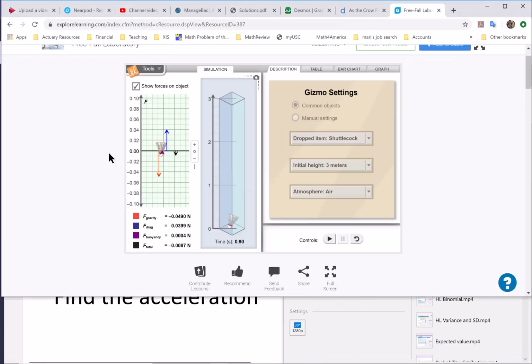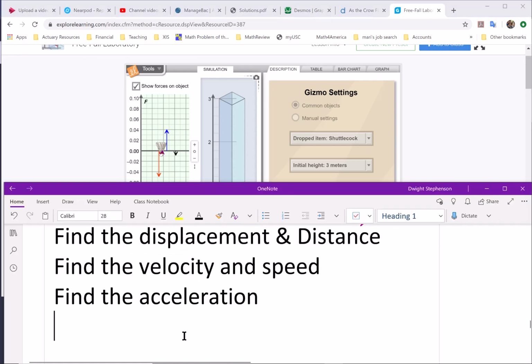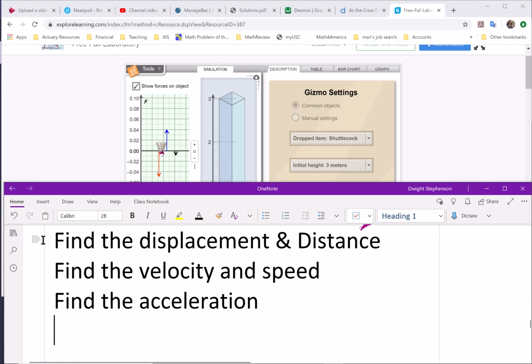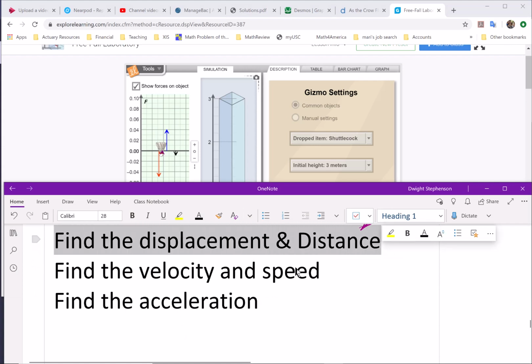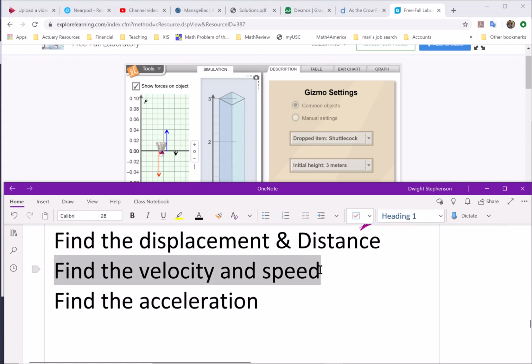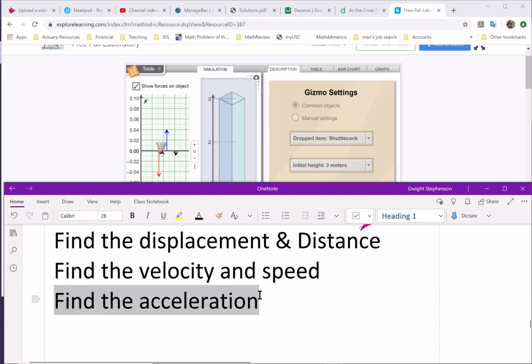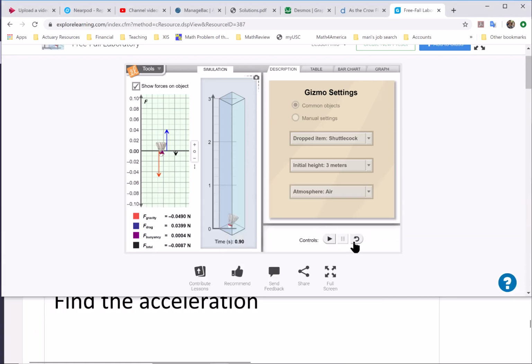Okay, for the last part of this lesson, we're going to do a little bit of an experiment. And you know, if we were in class, we'd be doing a lot of dropping things and measuring things. But I'm just going to try to demonstrate this for you as we go. As we drop this, I want you to think about what's the displacement and distance, find the velocity and speed, and then find the acceleration, right? So here we go. We're going to start.